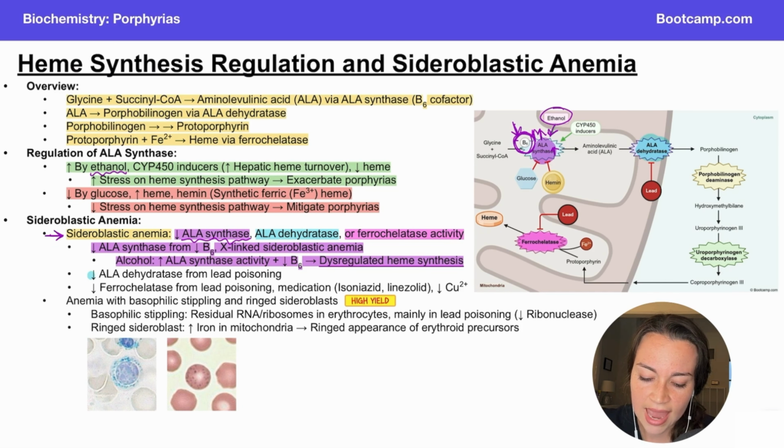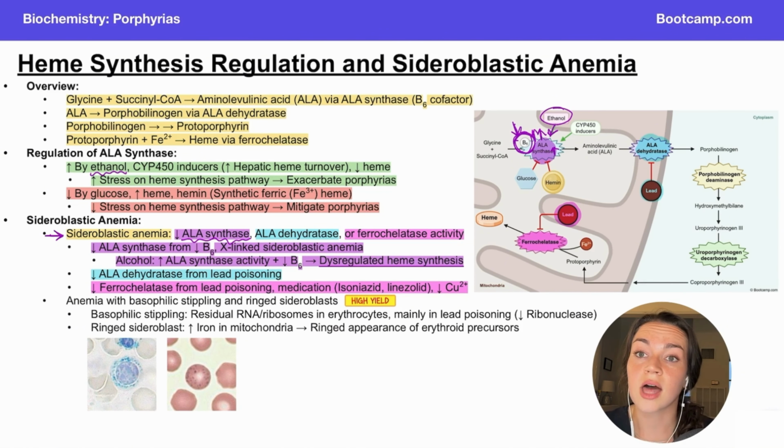Things acting at the ALA dehydratase step is really mostly lead. Lead also, though, can decrease ferrochelatase activity. So lead poisoning is really doing double duty here. There are also some medications that can cause sideroblastic anemia. Common ones that they might like to test include isoniazid, the tuberculosis drug, as well as the antibiotic linezolid. And a decrease in copper is also going to decrease ferrochelatase activity.